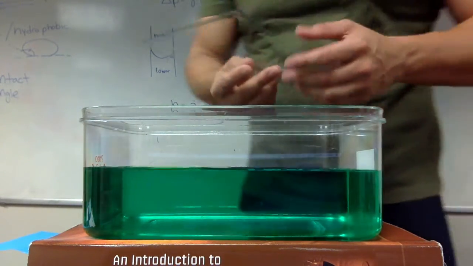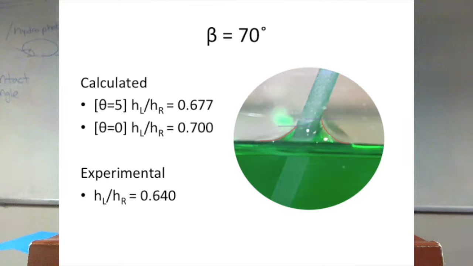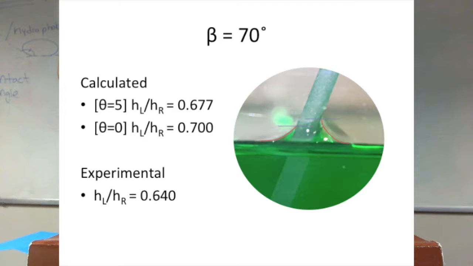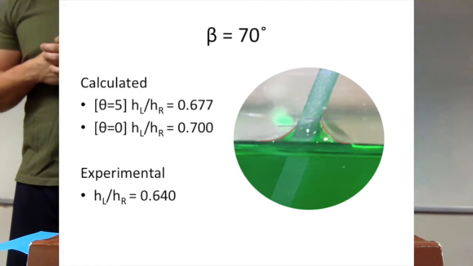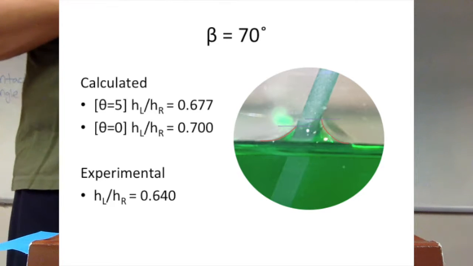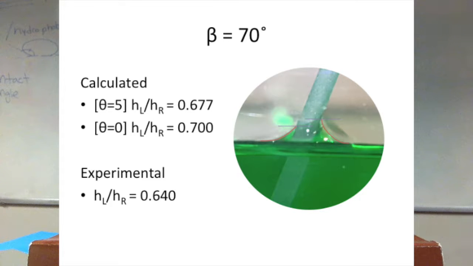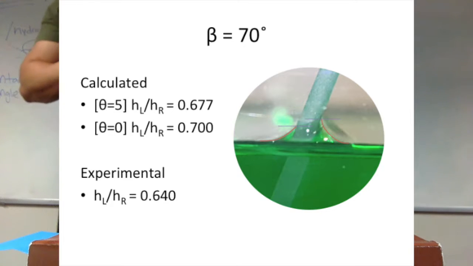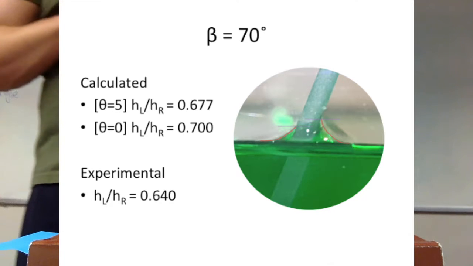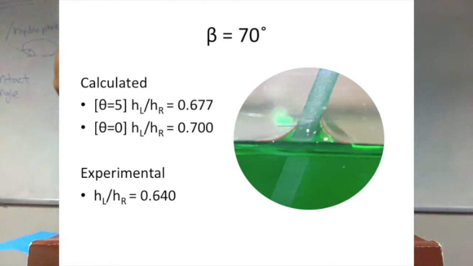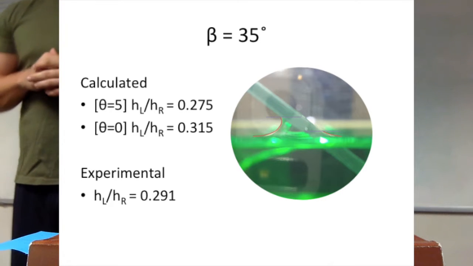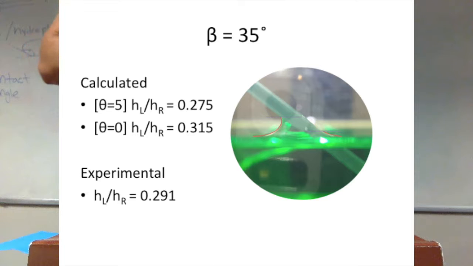Now let me show you some pictures from my actual experiment. I'm going to show you two different pictures. One of which is with the glass tilted at 70 degrees. And here you can see that I've calculated the theoretical heights, or rather height ratios, based on a contact angle of the glass of 0 or 5 degrees. You also see that I have the experimental ratio underneath for comparison. And here we look again at 35 degrees. And at 35 degrees, you'll also see that the theoretical height ratio is pretty close to the experimental.